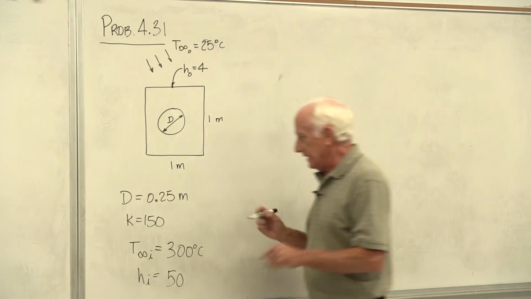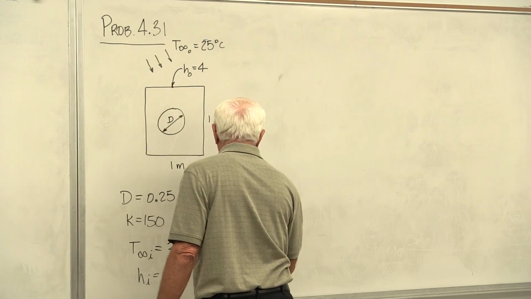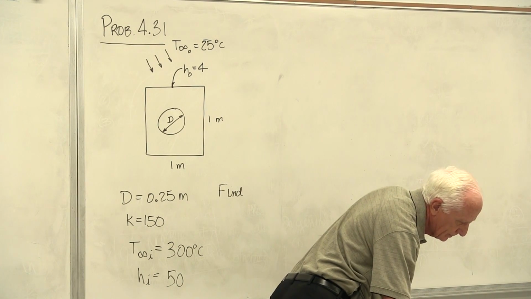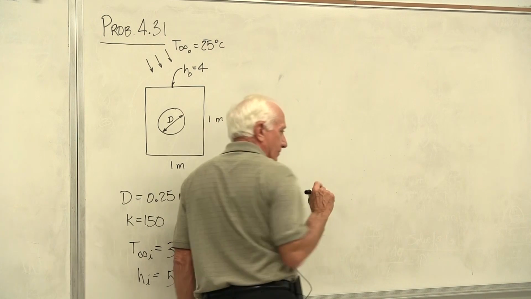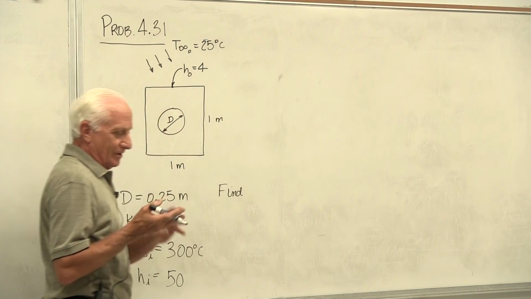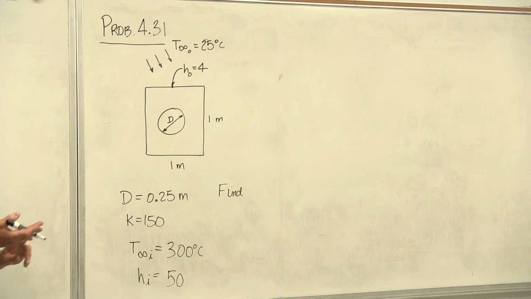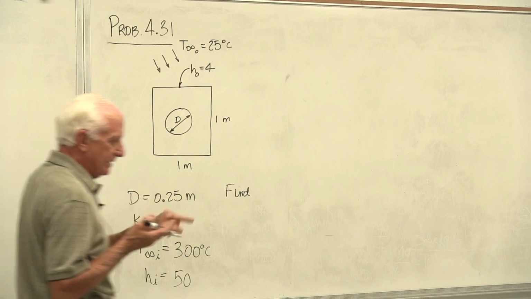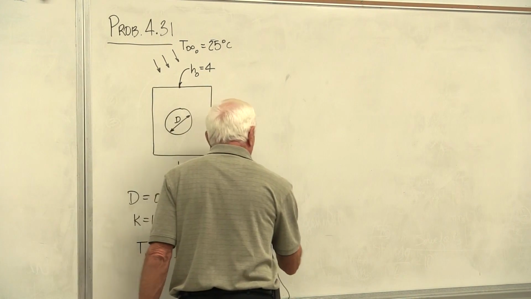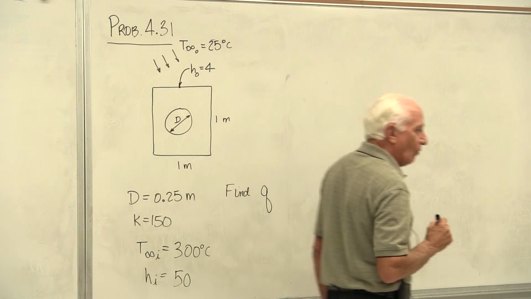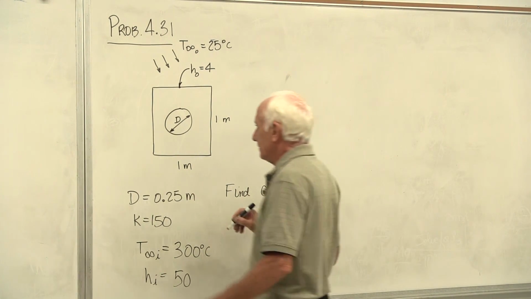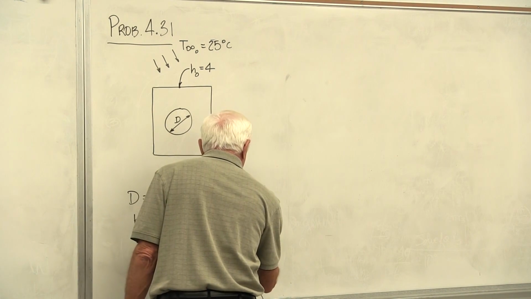We're asked to find the heat rate. Let me make sure. Yeah, find the heat rate. Now don't forget, we've got Q, Q prime, Q double prime, Q dot. Which Q does he want? He said the words, heat rate. That means Q. What's Q in? Watts. He wants the answer in watts. He also says to find the surface temperatures inside and outside.